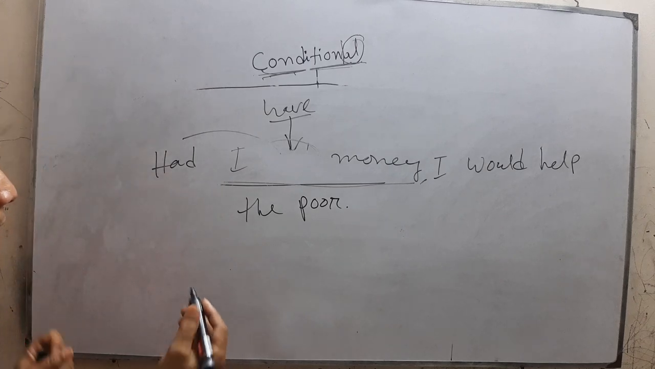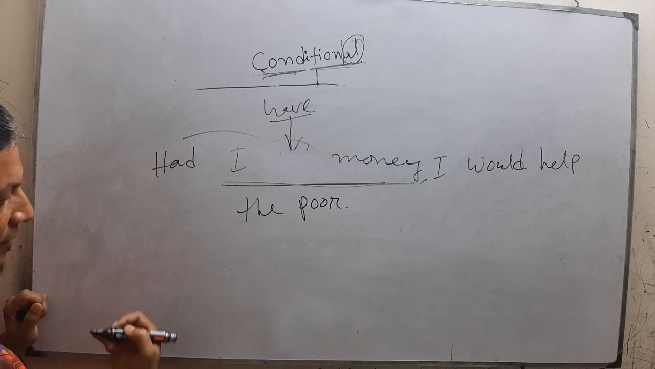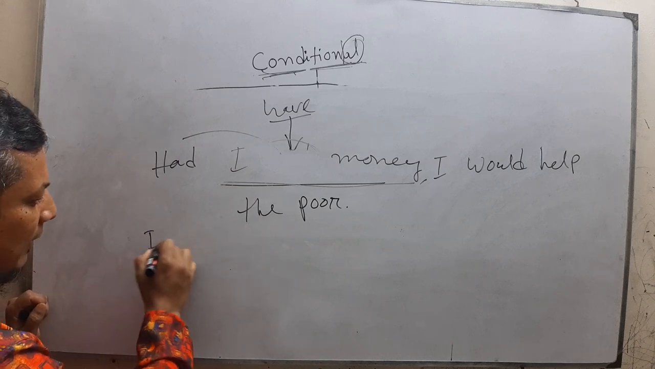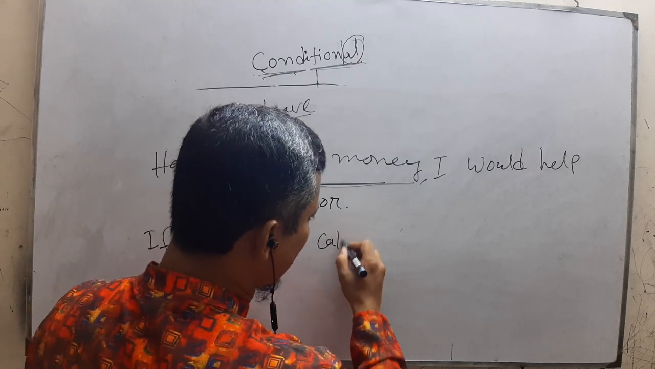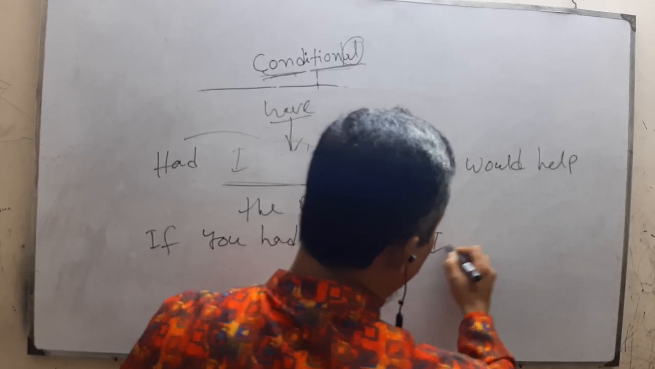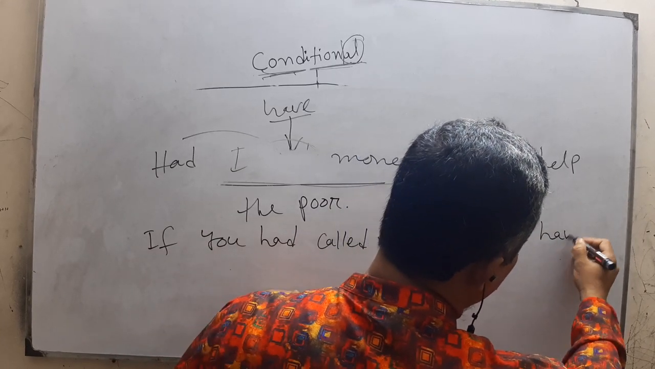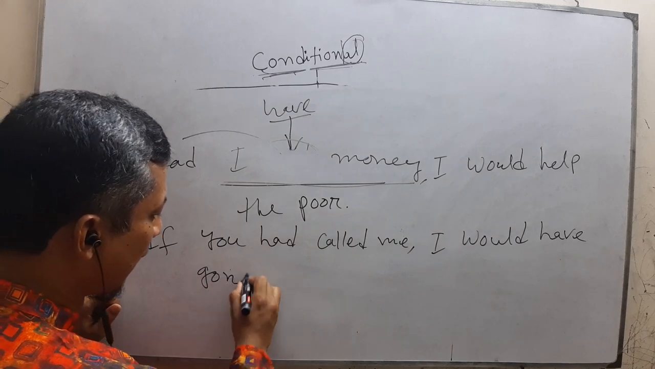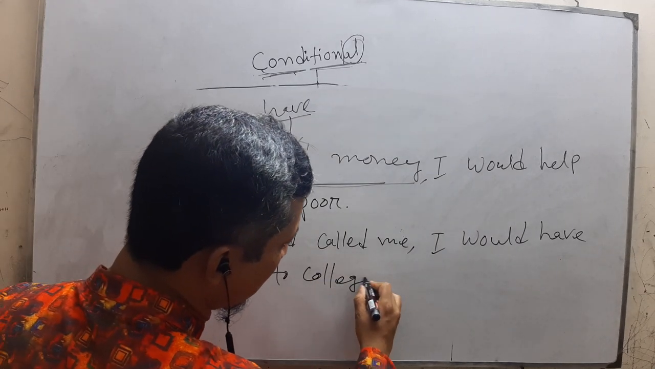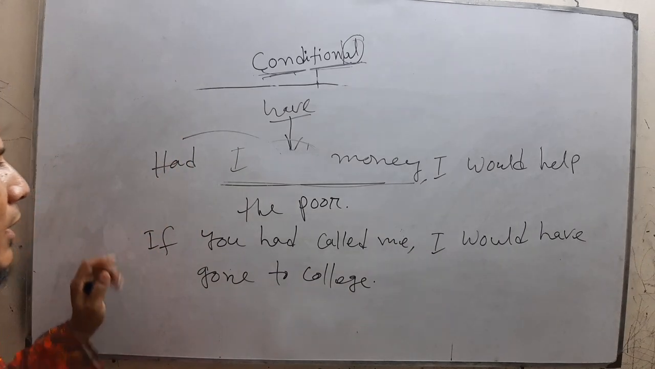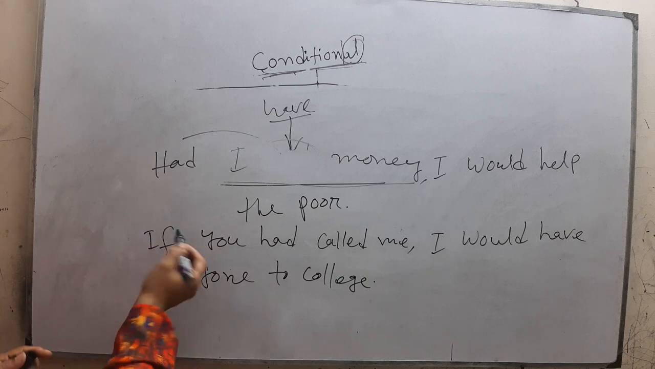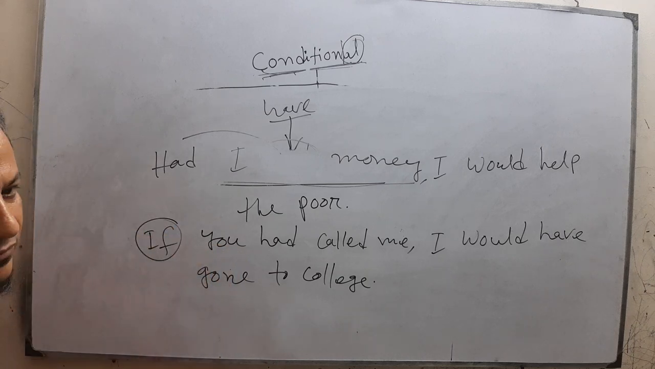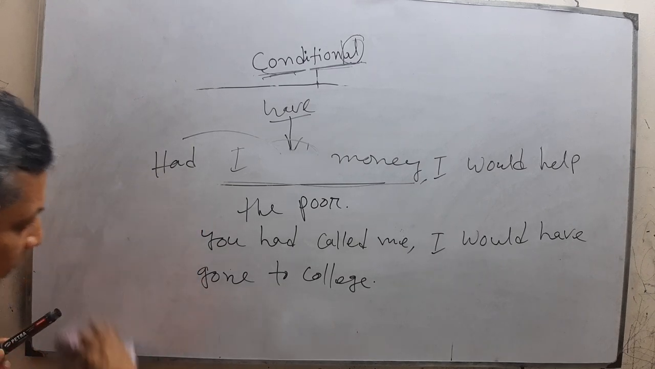Same way, in the previous third conditional example, now I am giving: If you had called me, I would have gone to college. There are two exceptions related to second conditional and third conditional. Okay. Now I will avoid if. Then it will be a conditional sentence.